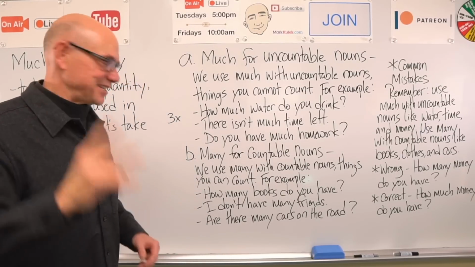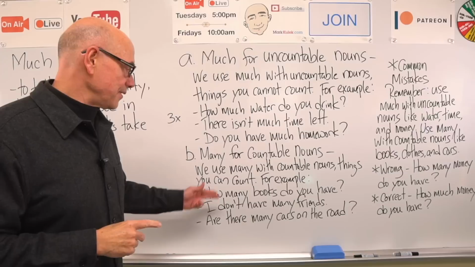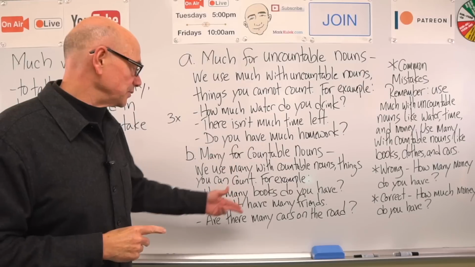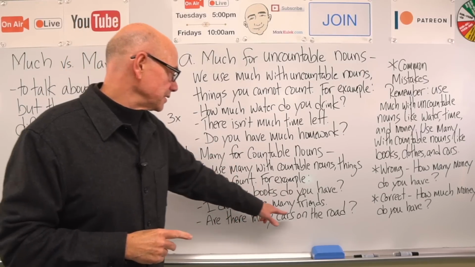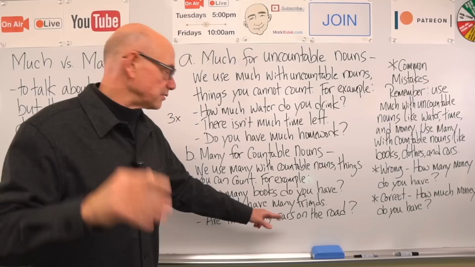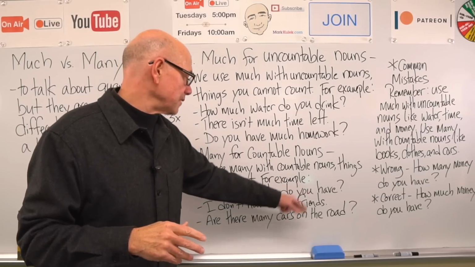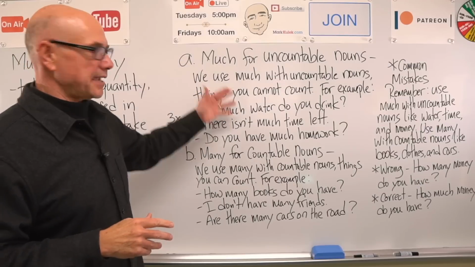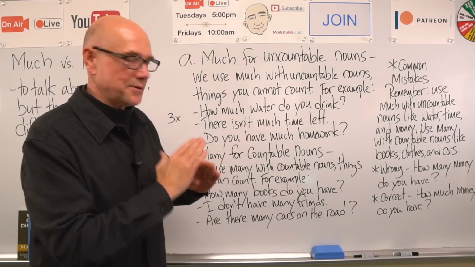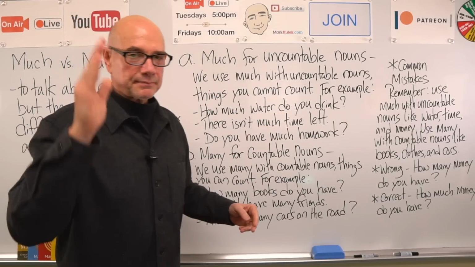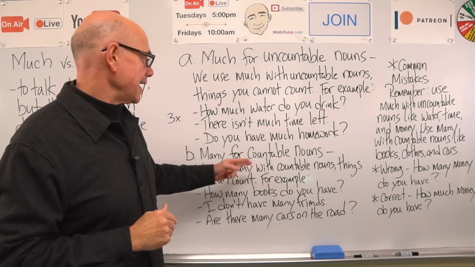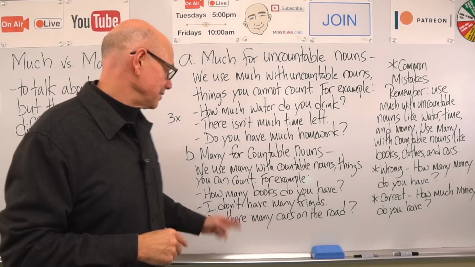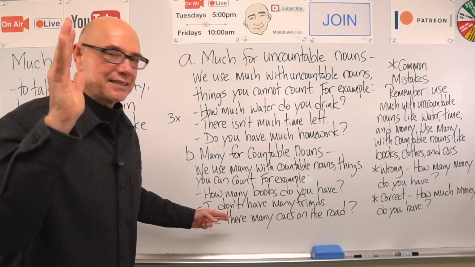And our third example, are there many cars on the road? Cars is our countable noun. And of course, with our countable nouns, they're plural, right? So cars, friends, books. Whereas uncountable, they are singular form. Water, no S. Time, no S. And let's see, homework, no S. Okay, let's get back to our last sentence here.